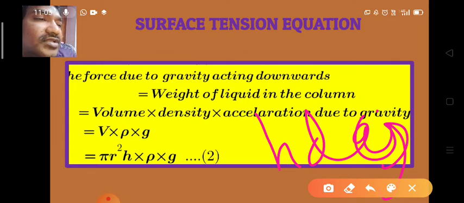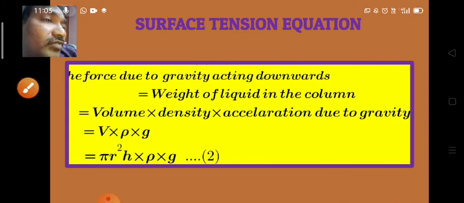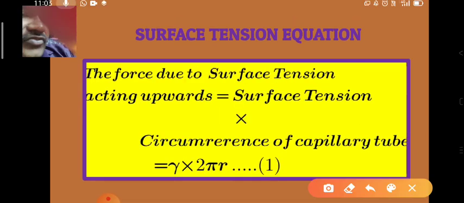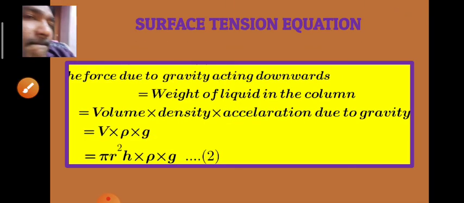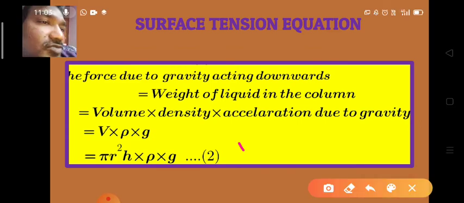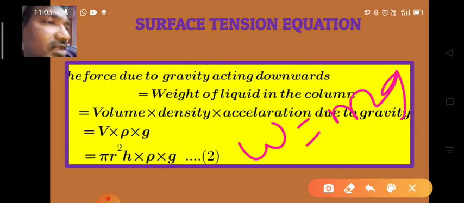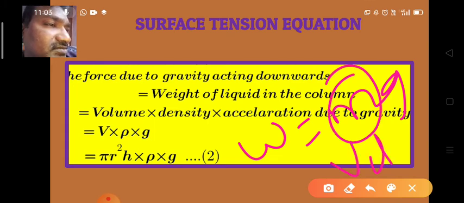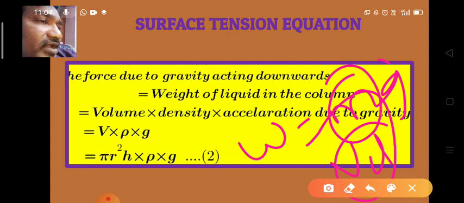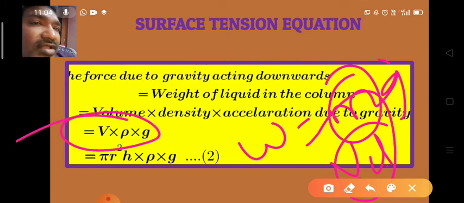We know very well that weight is W equal to mg, and mg is nothing but volume into density. So in the place of that, we write volume into density. So the weight of the liquid droplet becomes volume into density into the acceleration due to gravity, that is V into rho into g.